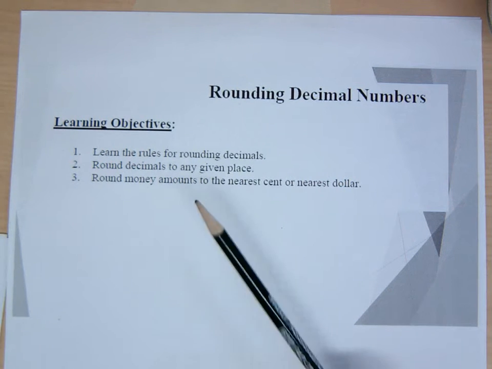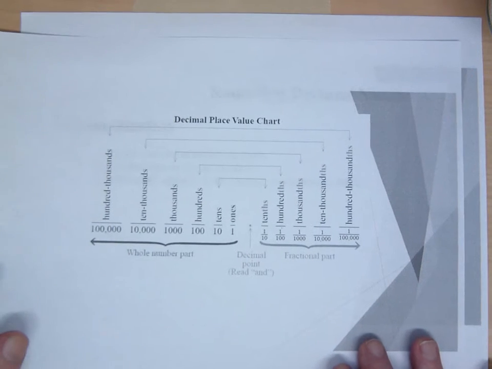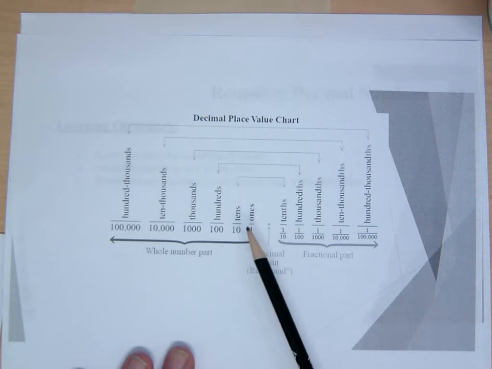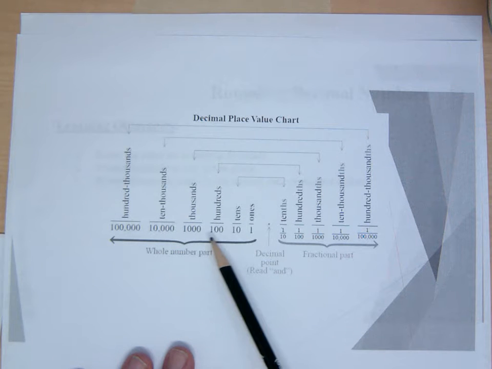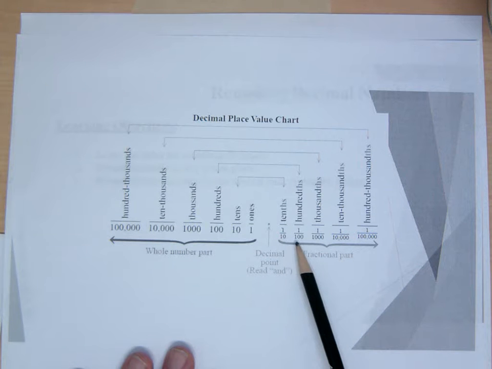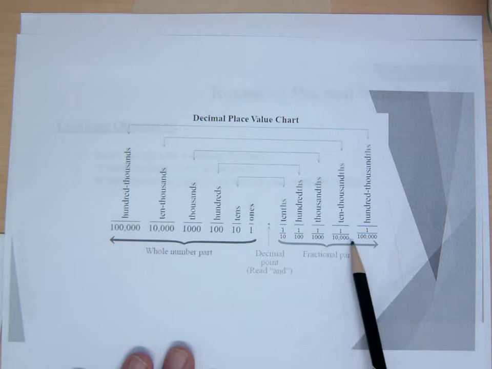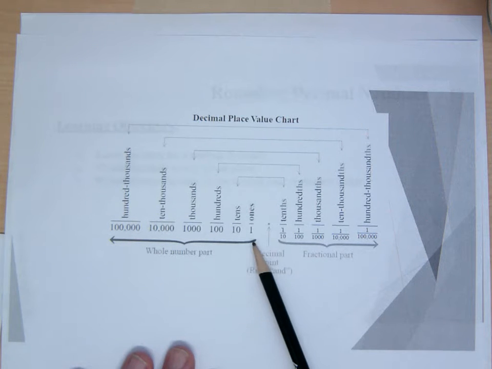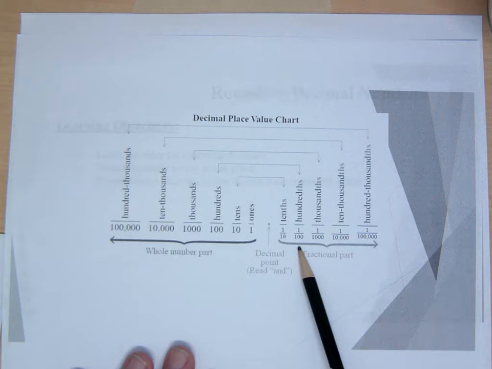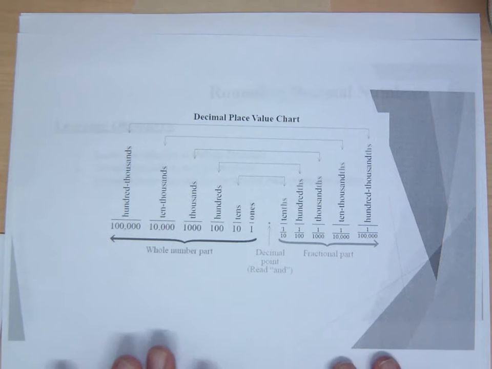nearest dollars. Now, it is appropriate for me to remind you of the decimal value system, where these are ones, tens, hundreds, thousands, and so on. But after the decimal point, they are tenths, hundredths, thousandths, ten-thousandths and hundred-thousandths. So we're going to be dealing with all of these. If we're dealing with cash money, this is going to be to the nearest dollar, and the hundredths place will be to the nearest cent.